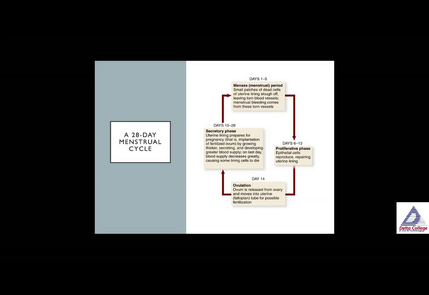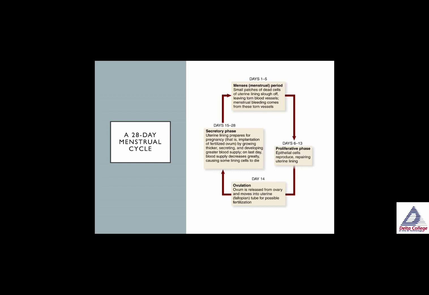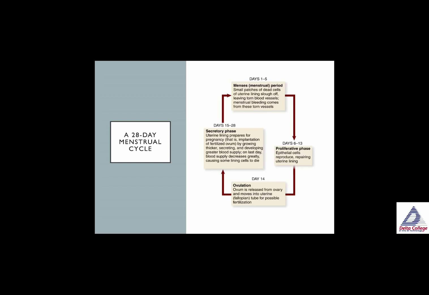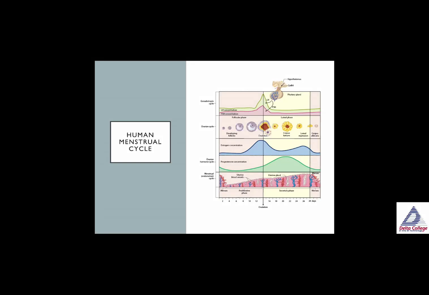That is, if implantation of the fertilized ovum occurs, by growing thicker, secreting, and developing greater blood supply. And on the last day, the blood supply decreases greatly, causes some lining in the cells to die, which leads into our menstrual period if we do not become pregnant.